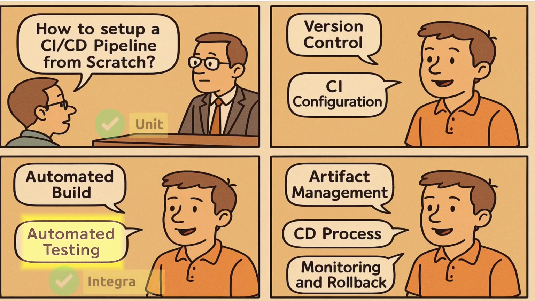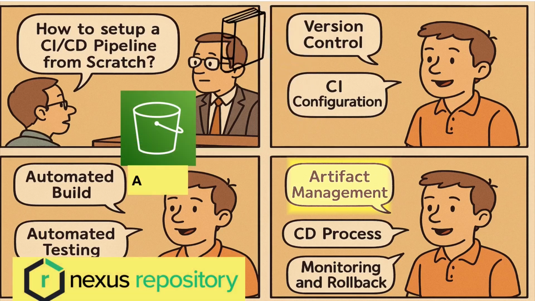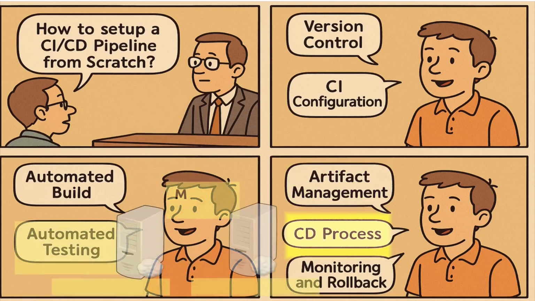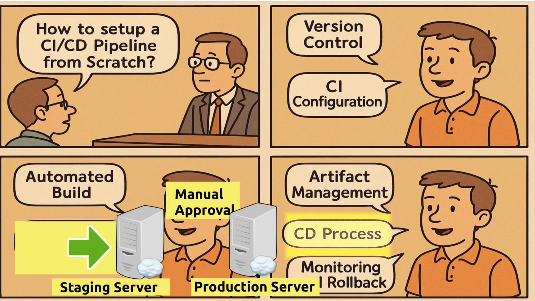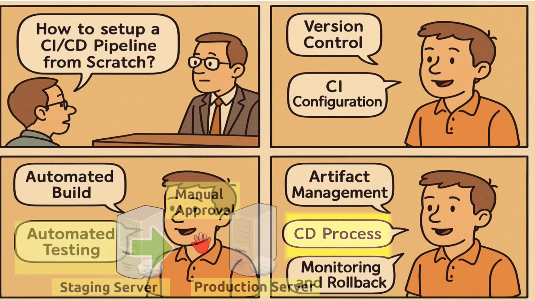Step 4, I include unit tests and integration tests to validate the build. Step 5, the build outputs are packaged and stored in a repository, like Nexus or AWS S3. Step 6, the CD pipeline then deploys to staging. For production, I configure manual approvals or gated releases.